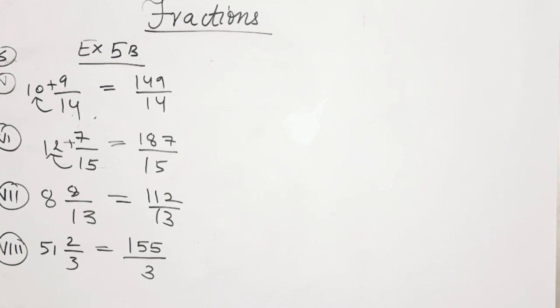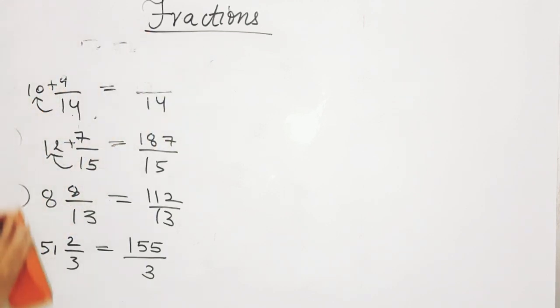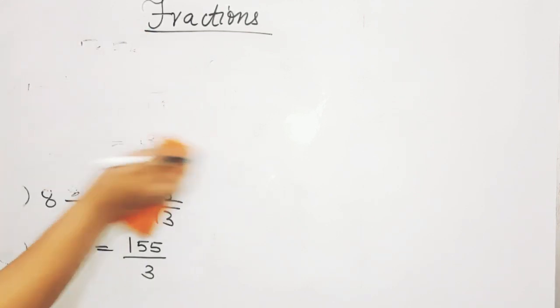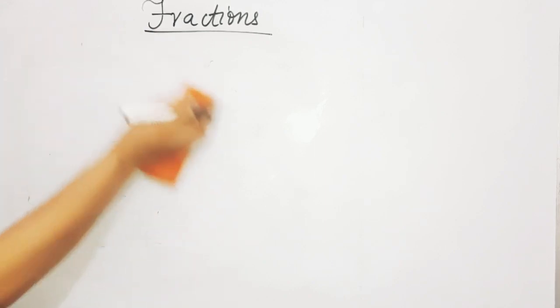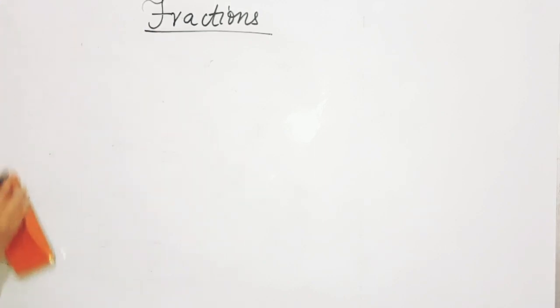Now first 4 options, option number 1, option number 2, option number 3, option number 4 is your homework. You have to do those 4 options in the classwork copy. Okay, students? So I hope you must have understood, and I have taken the query from the comment section also.